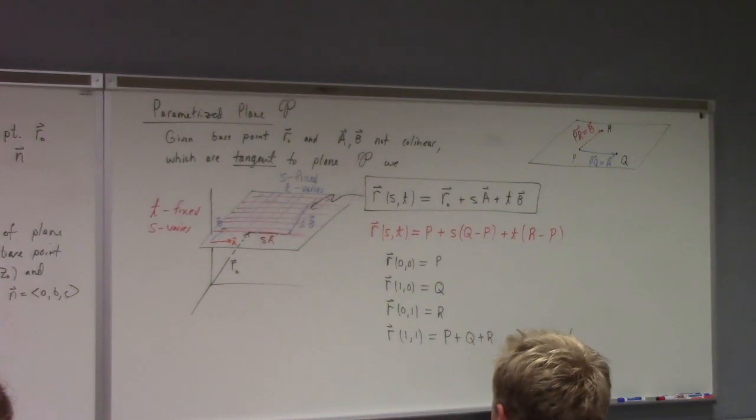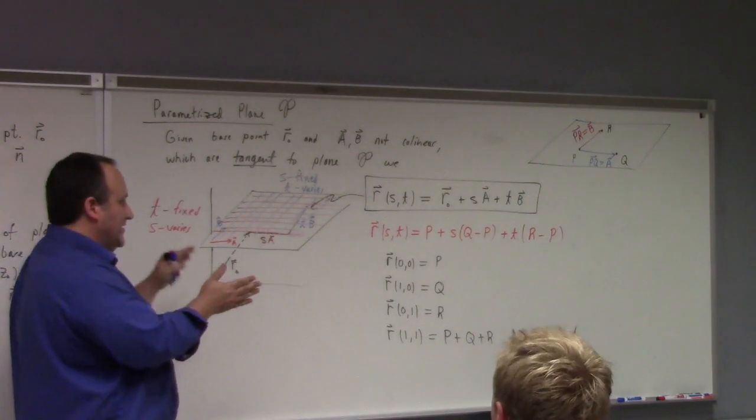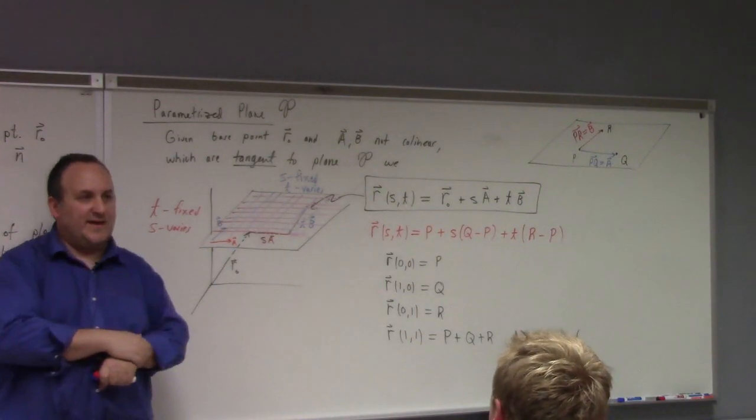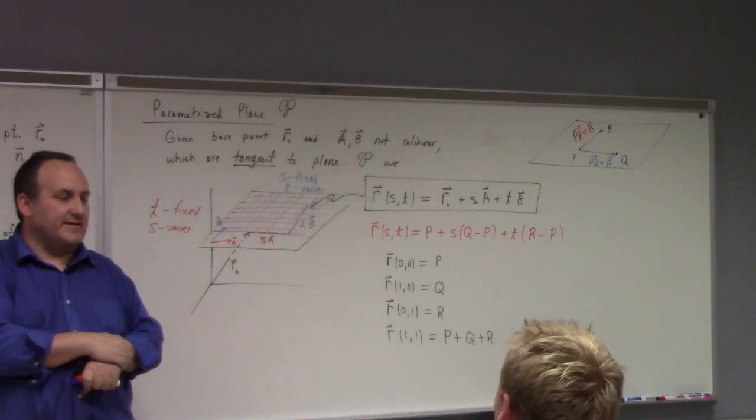And A and B don't have to be perpendicular, right? No, they do not. So it could be a kind of slant coordinate. But they can't be collinear because then it's not a plane, it's a line.